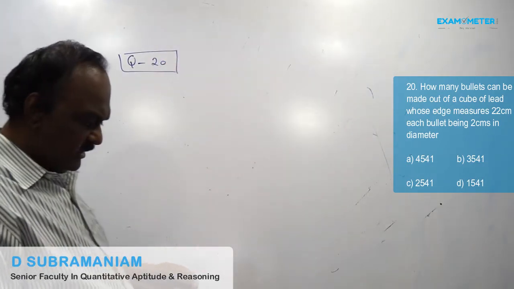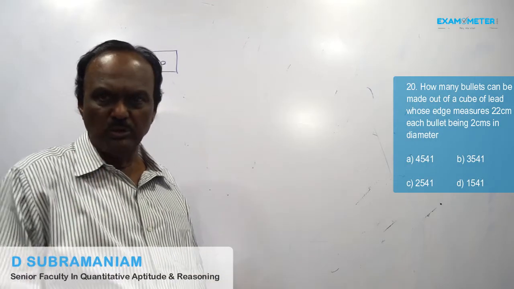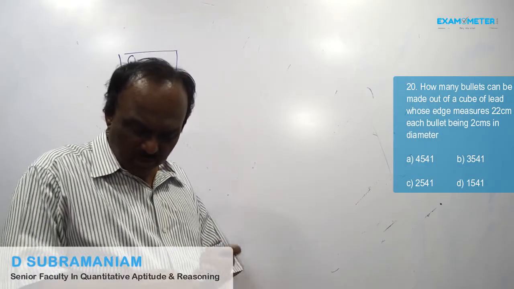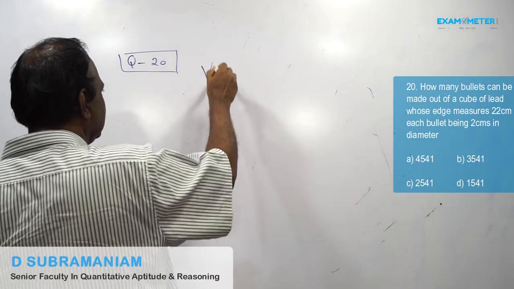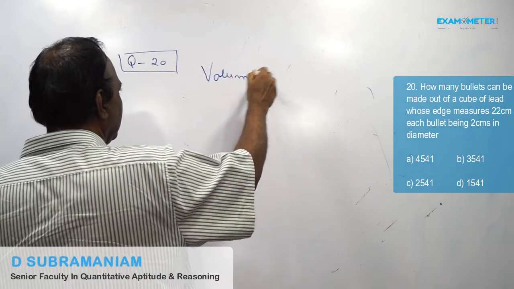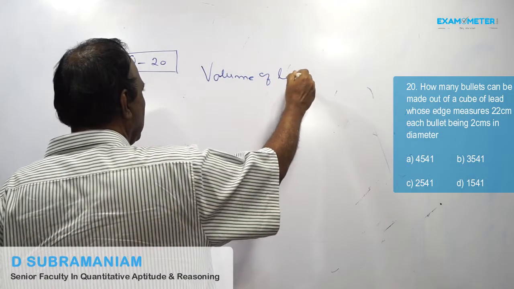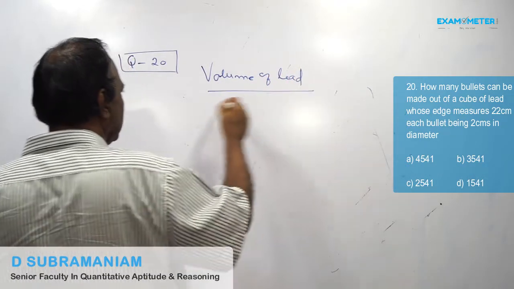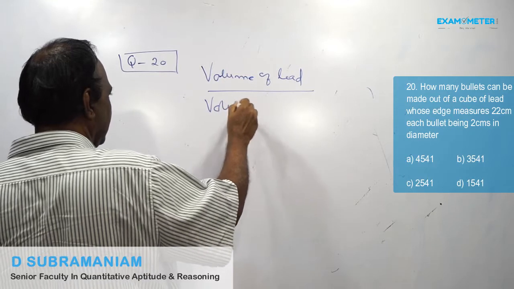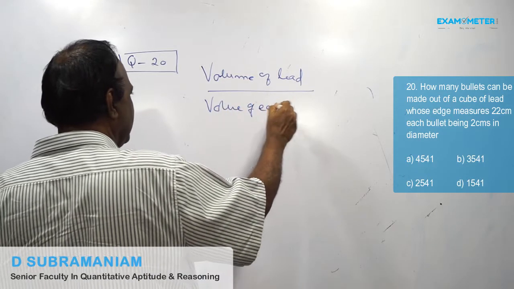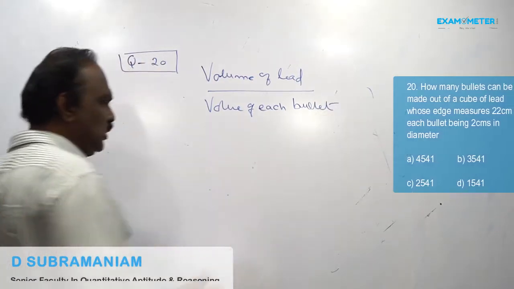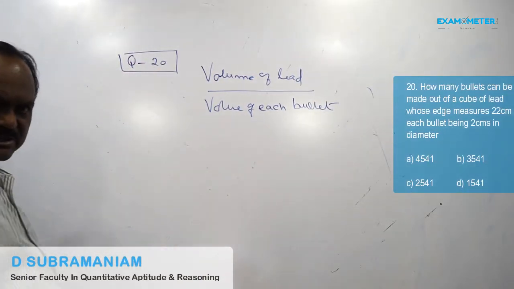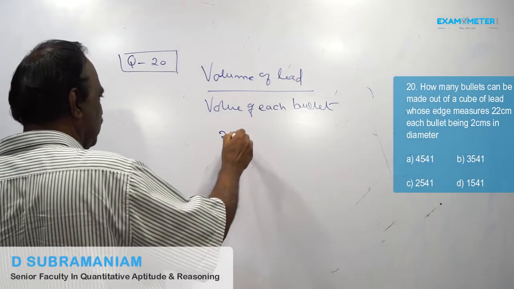So write down. Number of bullets is equal to volume of the lead by volume of each bullet. Volume of lead by volume of each bullet. Volume of the lead.